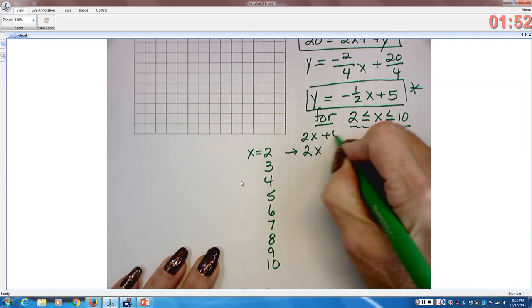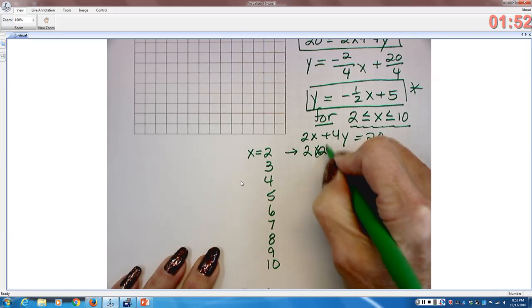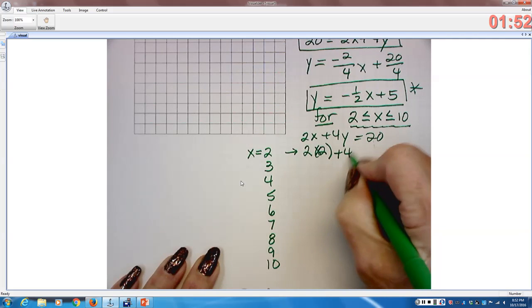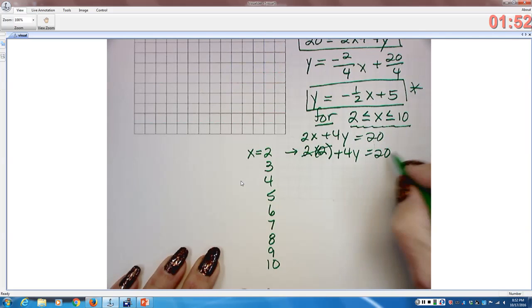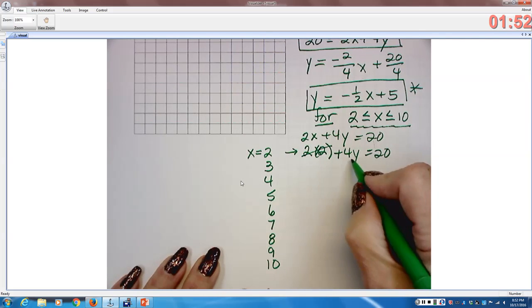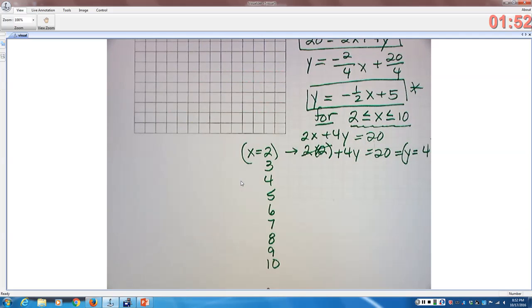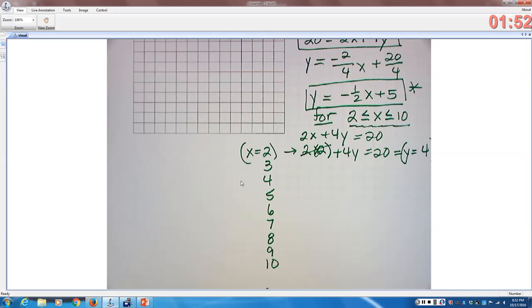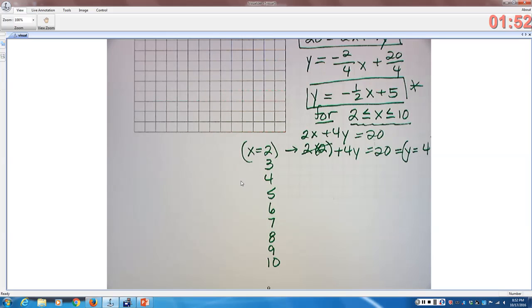2x plus 4y equals 20. So 2 times 2 plus 4y equals 20. 2 times 2 is 4. 20 minus 4 is 16. 16 divided by 4 will give me y is equal to 4. So there's one solution. And you could get all the others by substituting in x equals 3 and x equals 4 and so forth. Okay?